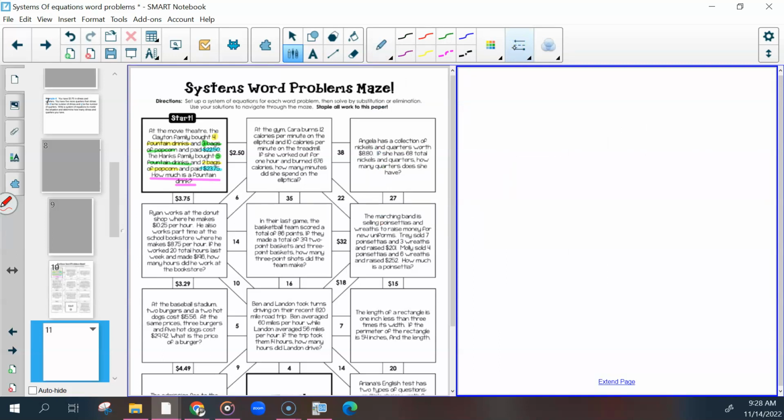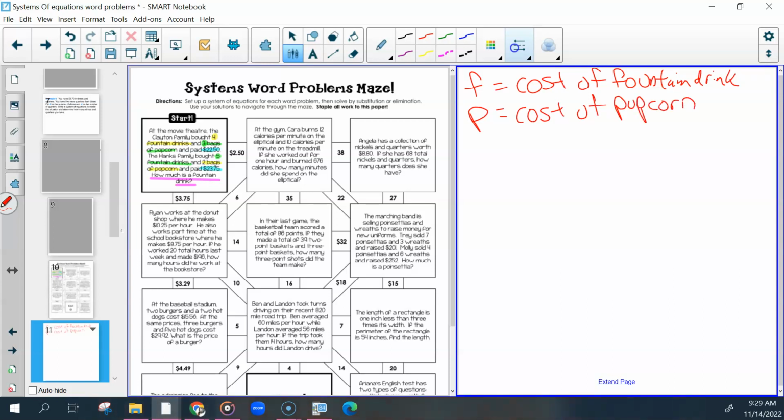Okay, so define your variables first. F and P, D and P, X and Y, it doesn't matter, whatever you want to call them. But be specific, we're looking for cost of each. With every problem, you have to define 2 variables. You have to have 2 equations. You have to show how you solved it to get both pieces or one.